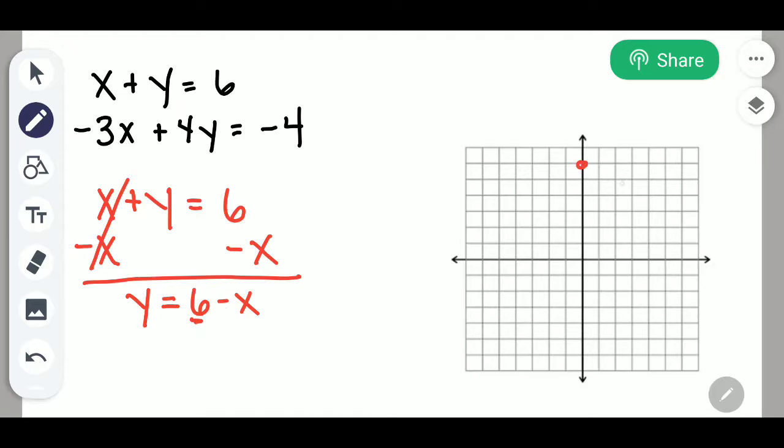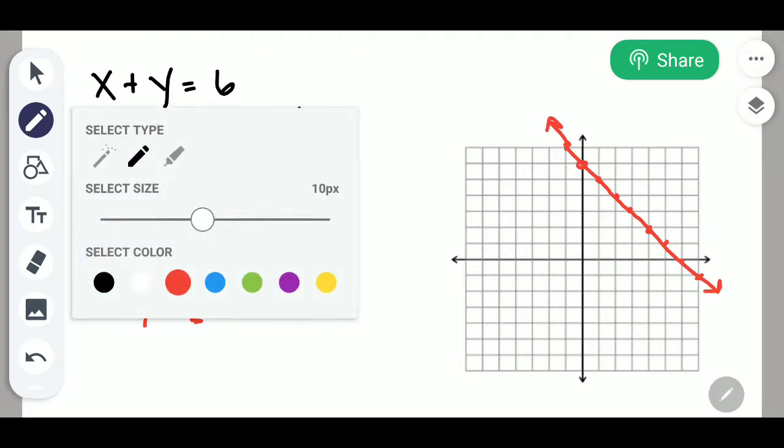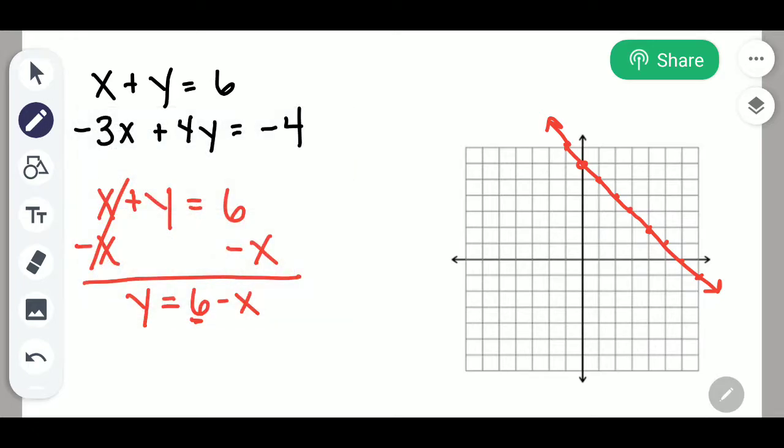And negative x, which means negative 1, so down 1 over 1. We continue to follow the pattern. And likewise, we can go up 1 and back 1. So here's our first line. So now let's look at our next line. And we have negative 3x plus 4y equals negative 4.